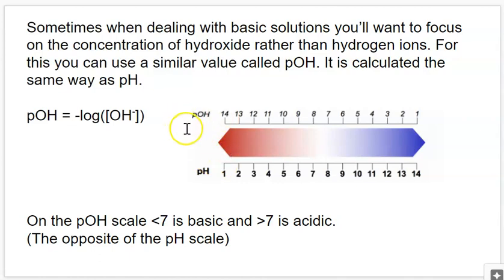So in this case, for pOH, if it is below 7, it's going to be considered basic. And if it's above 7, it's going to be considered acidic. It's going to be the opposite of the pH scale. So you can see here that low pH corresponds to high pOH, and low pOH corresponds to high pH.